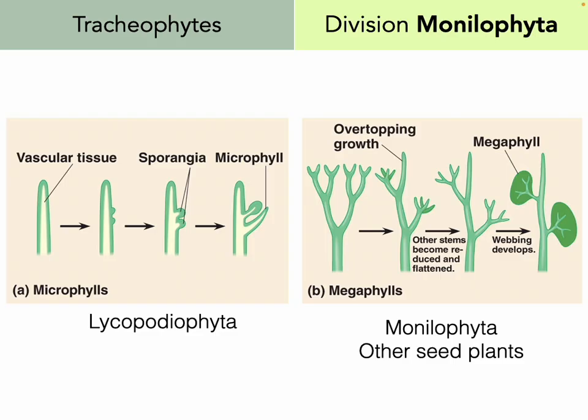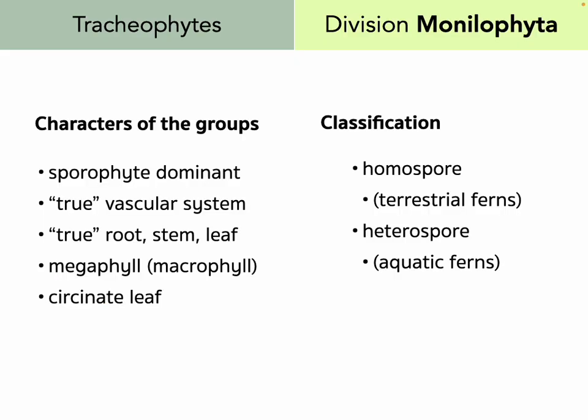So once again, Lycopodiophyta have microphyll, and the rest of the stuff that we learn in this class, Monilophyta and Spermopsida and everything else, have megaphyll. Almost all plants you see out here have megaphylls, big leaves, branching veins, clearly megaphyll. So the character of monilophyte, monilo is a weird term, you can just think of it as a fern, simply true fern, right?